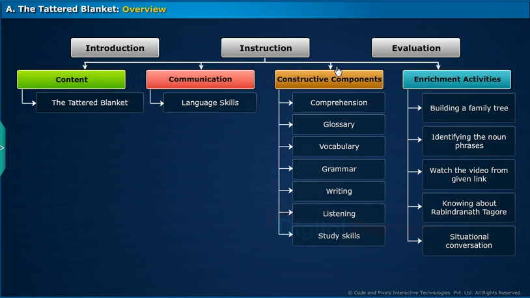The lesson is covered under Content. All the activities pertaining to the 4 skills of language and their assessment are covered under the sections Communication and the Constructive Components. The enrichment activities are meant to widen the scope of the student's thinking and learning, thereby making him or her a global citizen. The extent of understanding of the module can be assessed by the student under the Evaluation section.